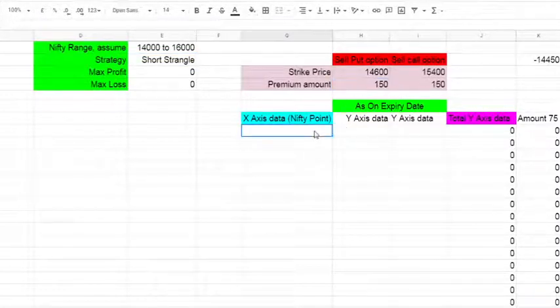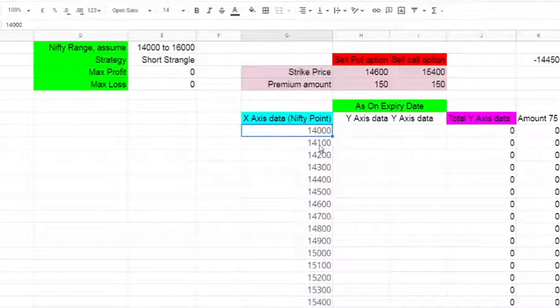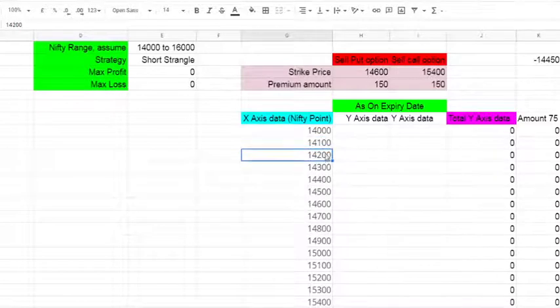So I need to put the range of x-axis data from 14,000 to 16,000. I am going to enter 14,000 to 16,000, increasing by 100 data points. If you want more accuracy, you can reduce this to jumps of 50 or 25 points, but I have jumped 100 points.